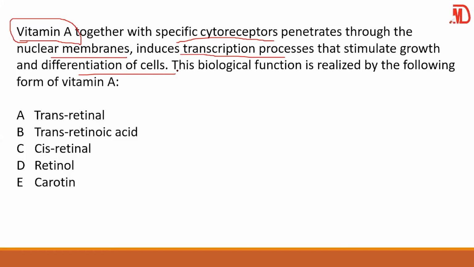But the question now is, how does it function, or what is the coenzyme, or what is the active form of vitamin A? The active form of vitamin A is trans-retinoic acid. Trans-retinoic acid is the active form of vitamin A. So if you have this, that means that growth and differentiation will be enhanced.